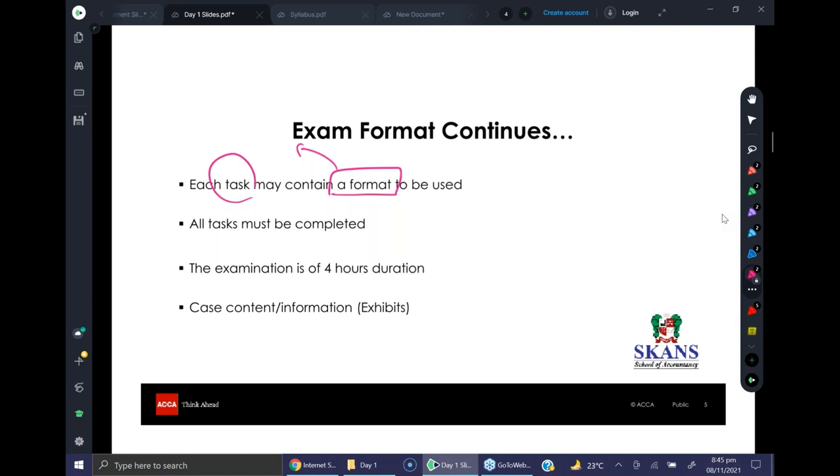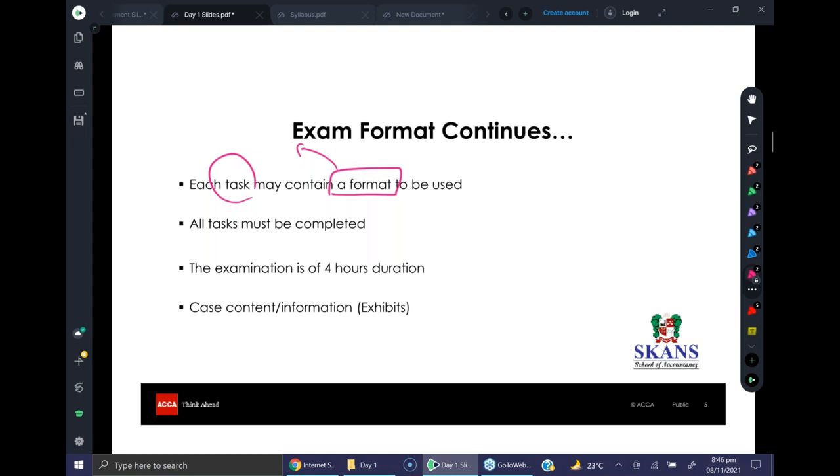So let's say if there are 4 different formats tested in your exam and you're not able to follow them, then you will lose marks from professional skills. So roughly, when you do not follow a required format, you lose 1 professional skill mark per format. So it's very, very important to follow your formats.